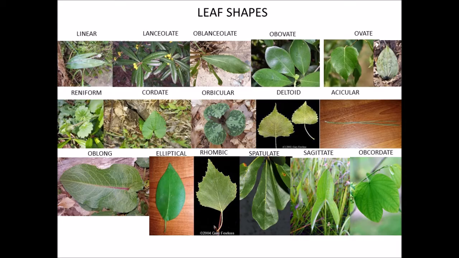Then obcordate is the bauhinia, which I've spoken about before. It's a leaf that's divided at the top. It's heart-shaped. It's the opposite of cordate. So in a cordate leaf, you have the two lobes of the heart at the base of the leaf. In this case, you have the two lobes at the tip of the leaf.